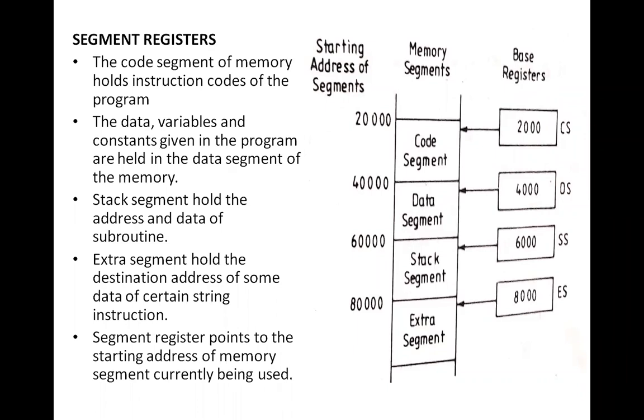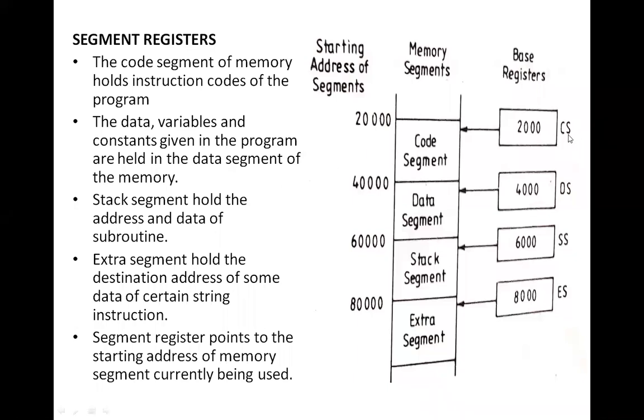We have the facility to manipulate the strings in 8086, and for that we use the extra segment register. The extra segment register holds the destination address of some of the data while using the string instructions. As far as the segment registers are concerned, the segment register points to the starting address of the memory segment currently being used.